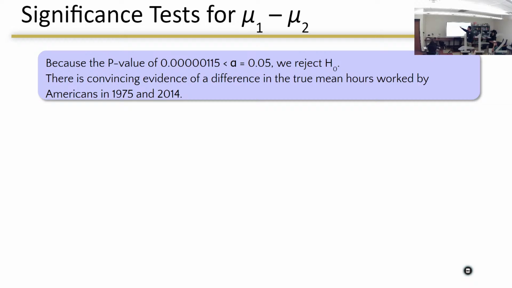Because the p-value is less than alpha, we reject. There is convincing evidence of a difference in the true mean hours worked by Americans in 1975 and 2014. What do you think? Yes, no, maybe? Easy peasy, lemon squeezy.